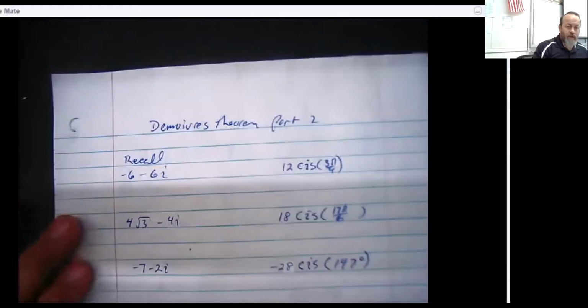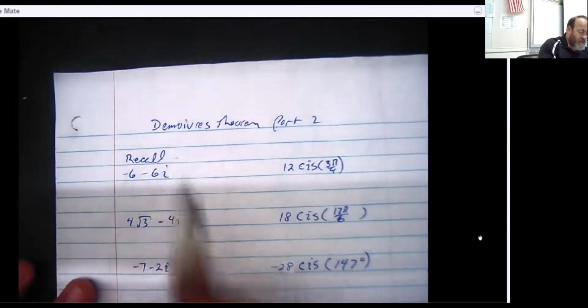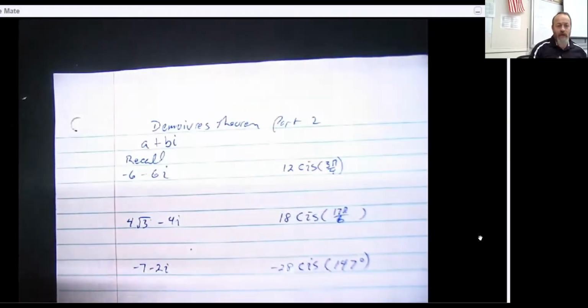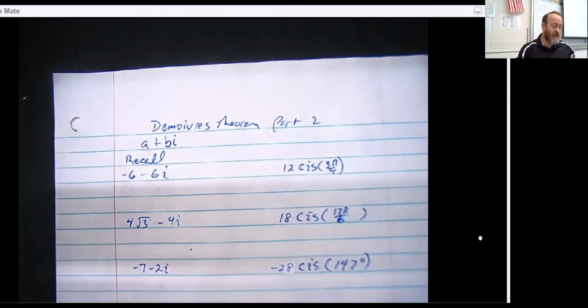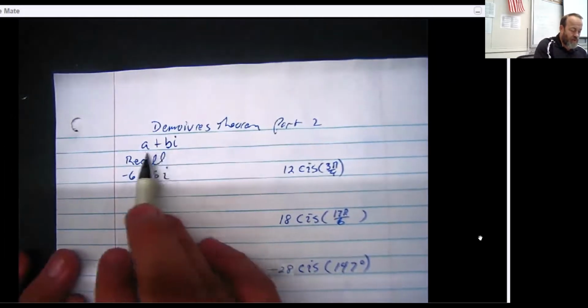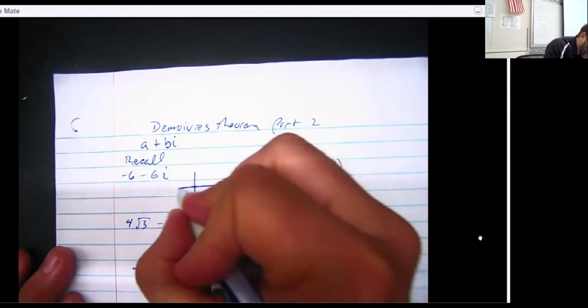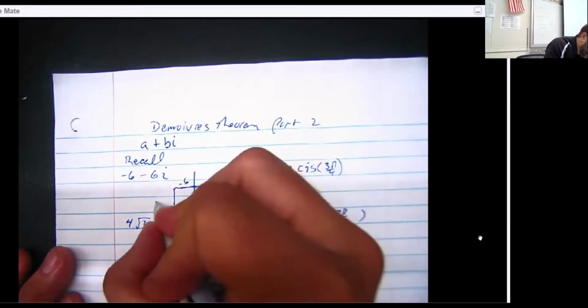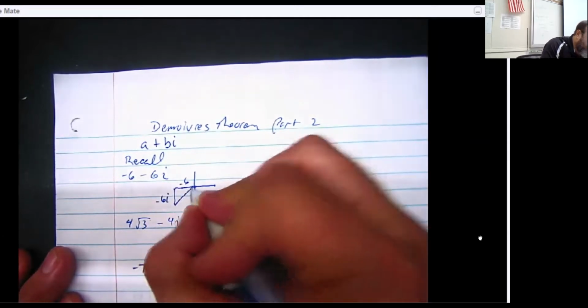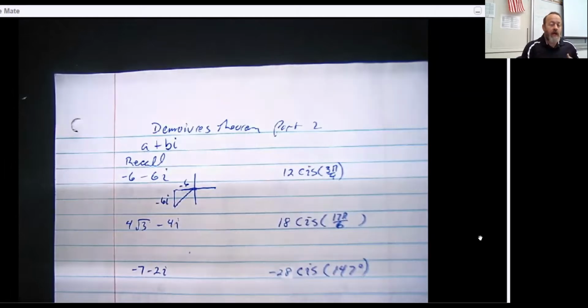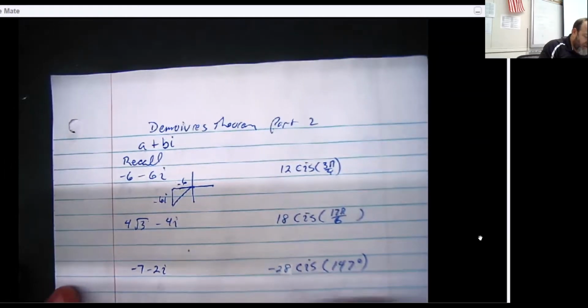So let's just remember a couple little things. In De Moivre's theorem, we have two different systems. We have a plus bi, which is based on that rectangular system where you move over and back in what appears to be the XY plane. Like this one goes to the left 6 and down 6i. That kind of situation. This particular side right here, obviously I'm playing with some unit circle.